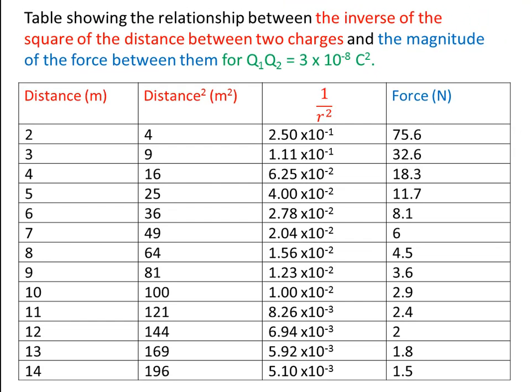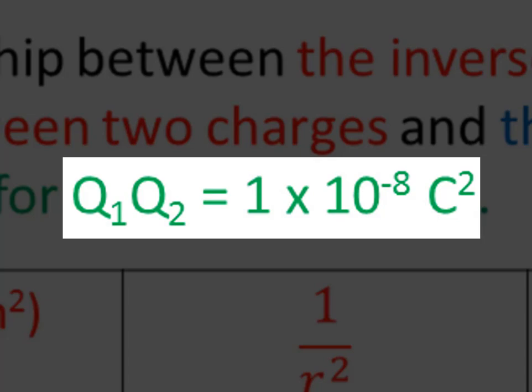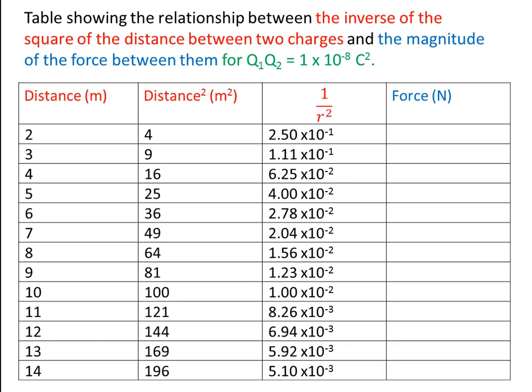Now we want to do the same investigation, but with a different Q1, Q2 value. This time, Q1 times Q2 must equal 1 times 10 to the power minus 8. So all the other information in the table is still relevant because we're still going to have readings for distance 2 meters apart, then 3 meters, and so on until 14 meters. And so the distance squared, of course, is still the same values, and the 1 over r squared values will still be the same too. All we need to do is to fill in the new forces for this situation where Q1, Q2 is not 3 times 10 to the power minus 8, but rather 1 times 10 to the power minus 8 Coulomb squared.